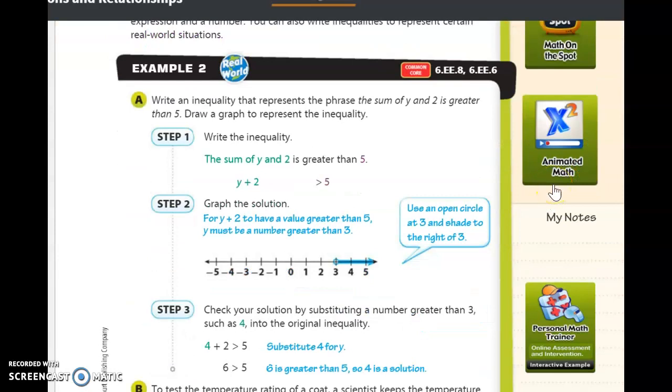Part A, write an inequality that represents the phrase, the sum of y and 2 is greater than 5. Draw a graph to represent the inequality. Well, the first thing we have to do is write the inequality.